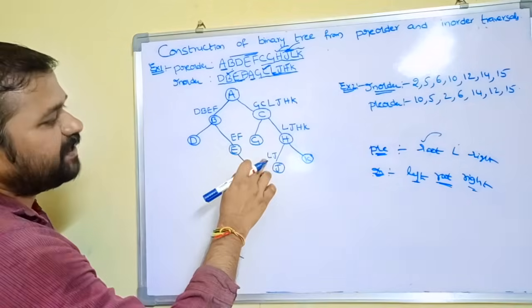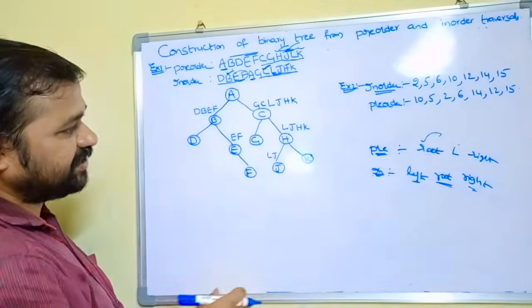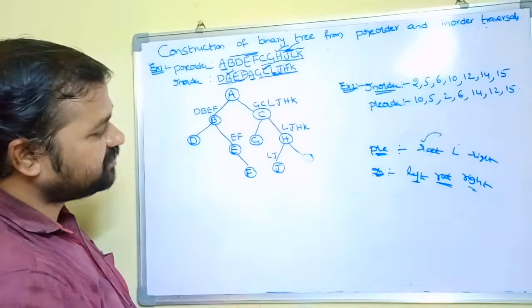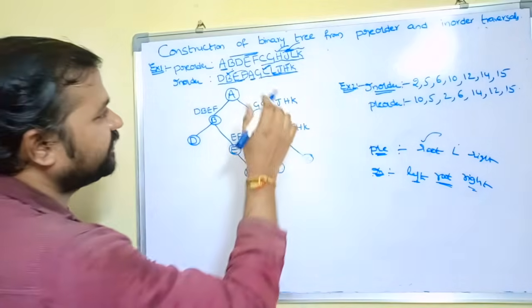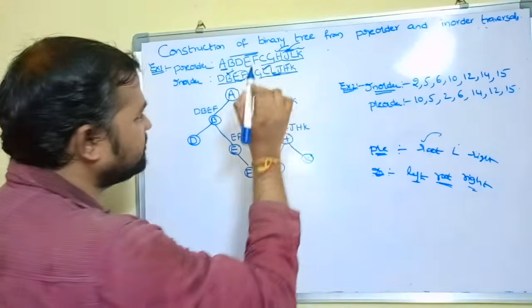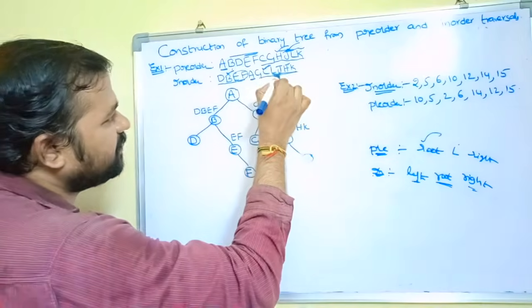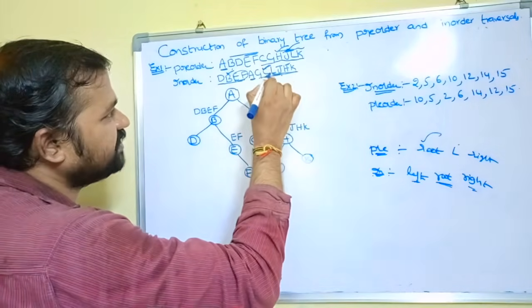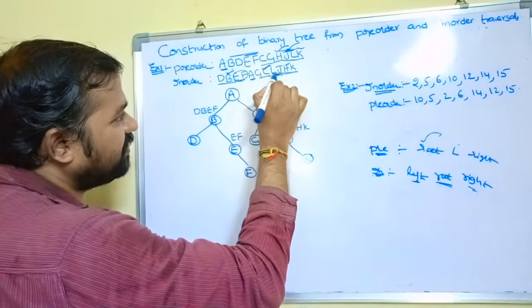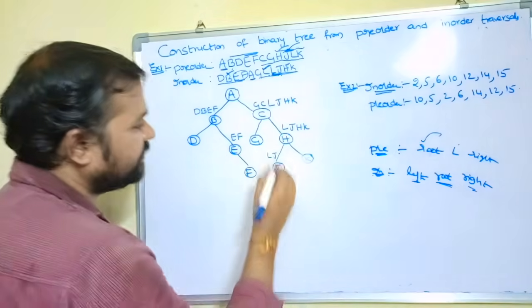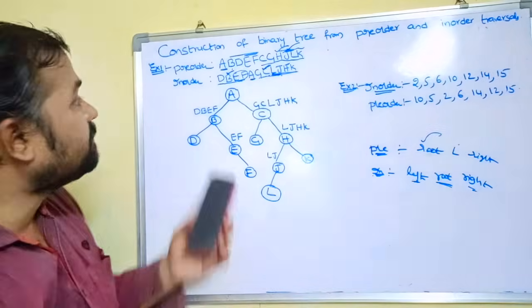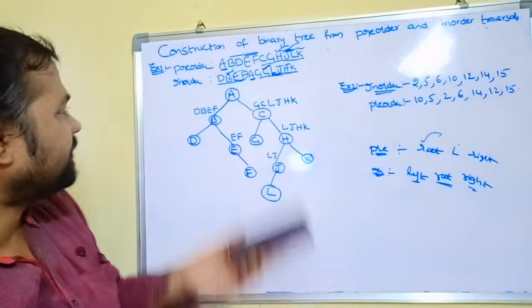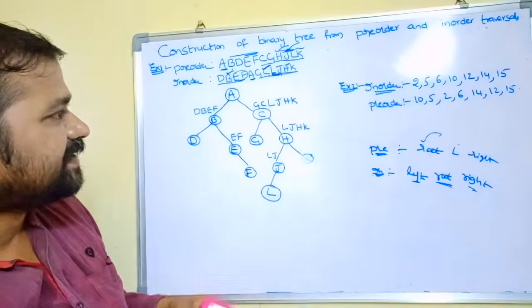Next we have to determine whether L is left children or right children. So in order to determine that, we have to go to inorder. So this is nothing but L, J. So before J we have L. So this is inorder traversal. So it will become what? Left children. So L will become the left children. So this is the binary tree which is constructed from this preorder and inorder traversal.